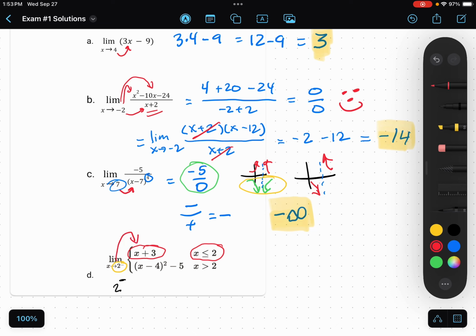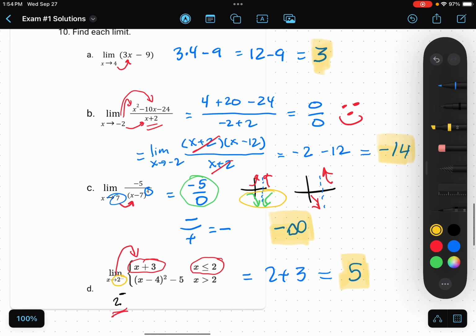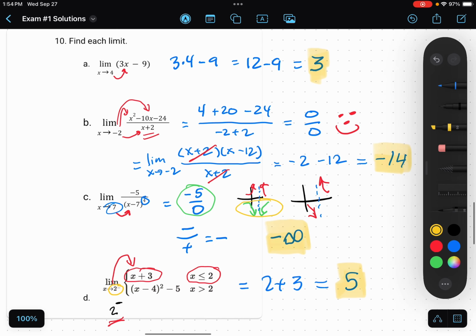Now, you don't put a negative 2 in there. It's still a positive 2. It just means we're coming from the left side. So this problem is really just 2 plus 3, which is 5. You do the substitution in the expression that meets your domain. We're coming from the left side. X is less than 2 is on the left. All right, so those are the 4 answers for number 10: 3, negative 14, negative infinity, and 5.